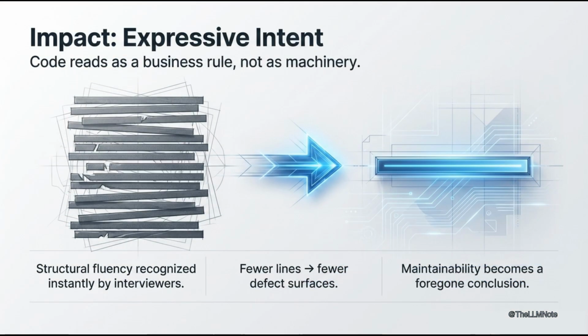So what's the real problem? Let's talk about impact: expressive intent. Code reads as a business rule, not as machinery. Interviewers instantly recognize structural fluency. Fewer lines, fewer defects. Surface maintainability becomes a foregone conclusion.